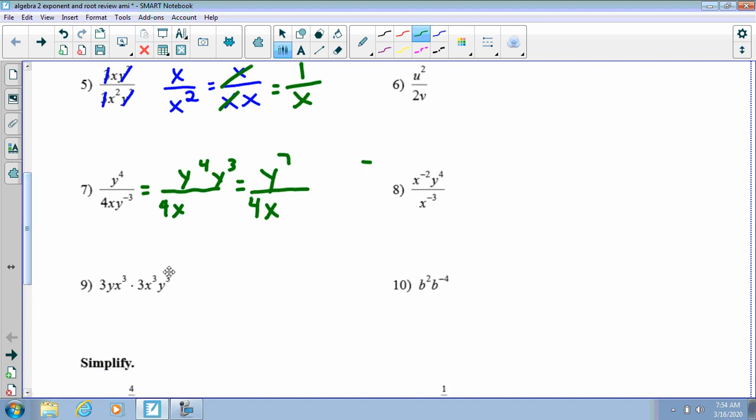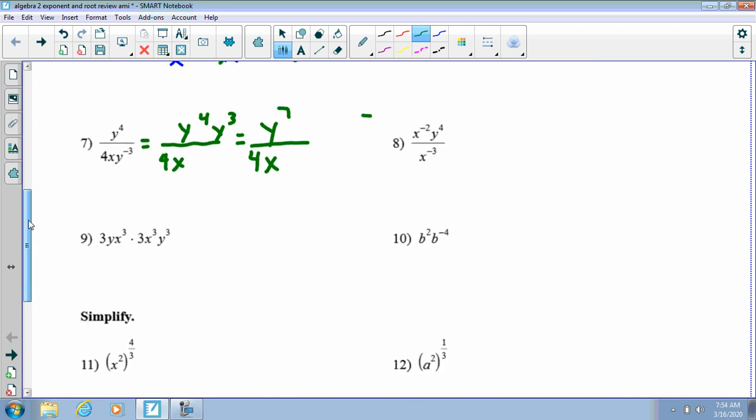Alright, number 9 is just like one we did up above, so I'm not going to do that one for you. 8 is like 7, and 10 we just talked about negative exponents moving to the other side, so you could be fine doing those.